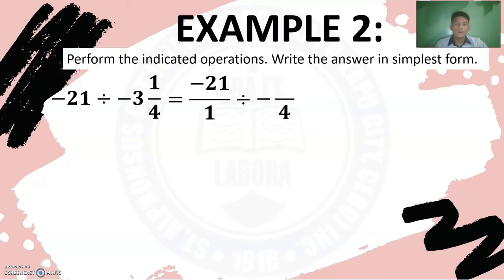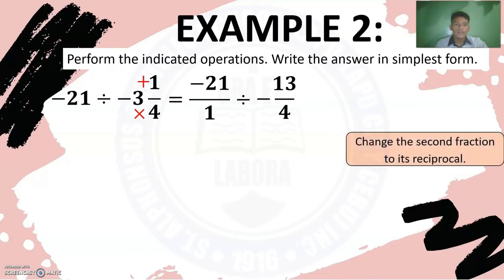So, copy the sign, which is negative, and also the denominator of 4. For our numerator, we will do like this. 4 times 3 is 12. And add the numerator, which is 1. So 12 plus 1 is 13. Negative 21 divided by negative 13 over 4.